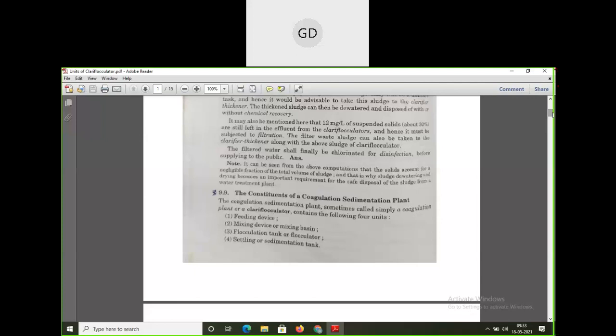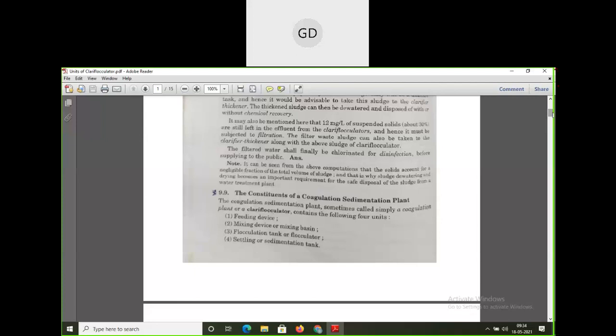But actually these things do not happen in a single tank or a single unit. You put in the coagulant, then a flock forms, then you send those things to a sedimentation tank. All these happen in different units, and that is what will be explained in this part, the constituents of a coagulation sedimentation plant. This plant is sometimes known as a clariflocculator.